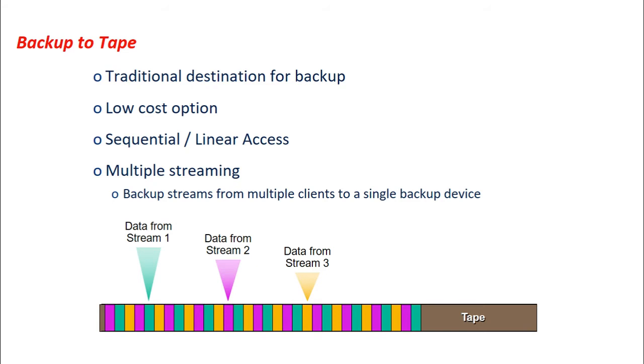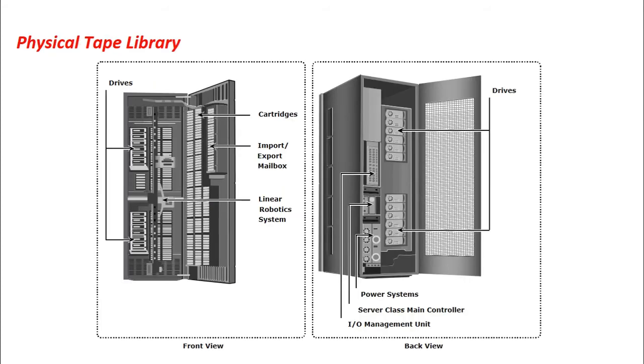So tape drives read and write the data to and from a tape. Tape cartridges are placed in slots when not in use by a tape drive. Robotic arms are used to move the tape between the cartridge slots and the tape drives. Import export slots, or the mail slots, are used to add or remove the tapes from the tape library without opening the access doors. If you consider a tape library, this is how it looks. It has robotic arms, as shown here.